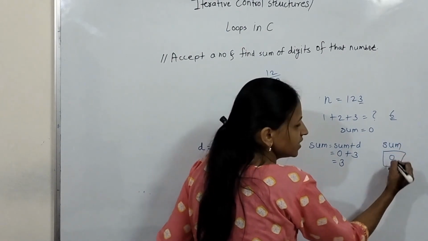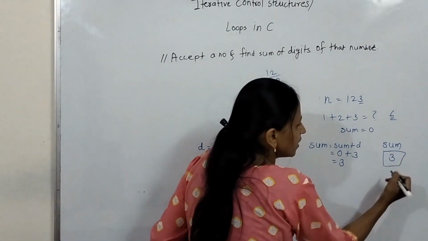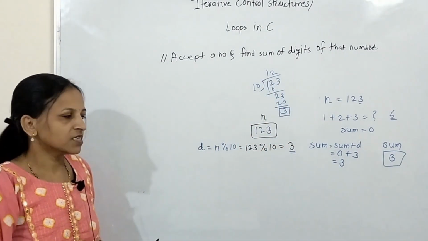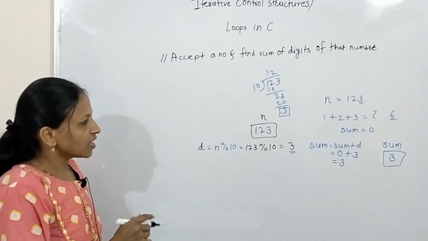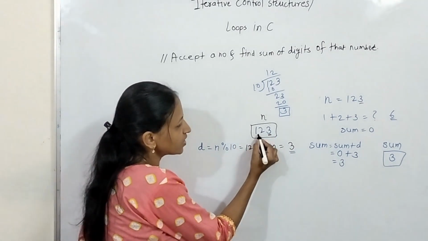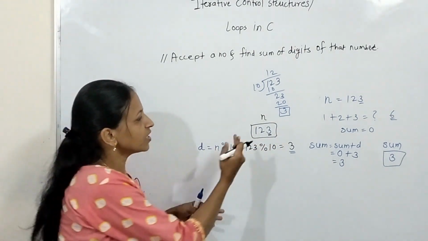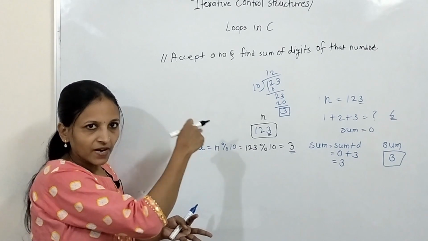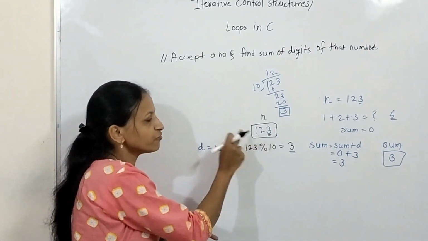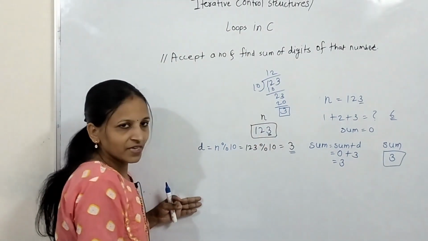Initially it is 0. After doing this, we will have 3 inside that sum variable. Now see again, we have this 3 added into the sum. Now what about this remaining number? First we have to cut that remaining number from that n, meaning n should be 12 now, so that we can repeat the same process and we will get 2 separated.